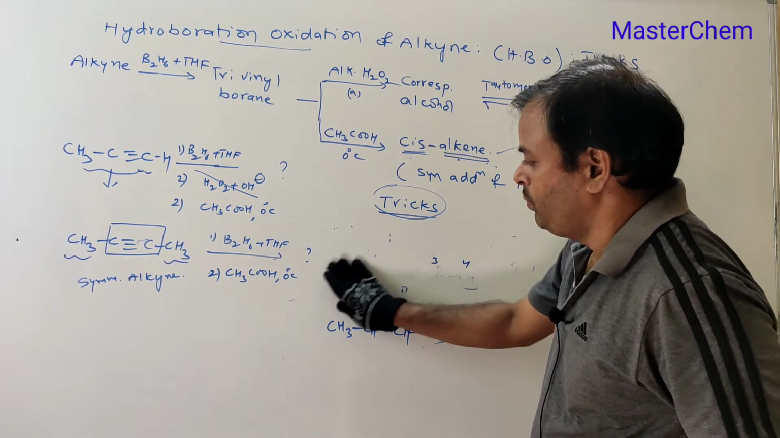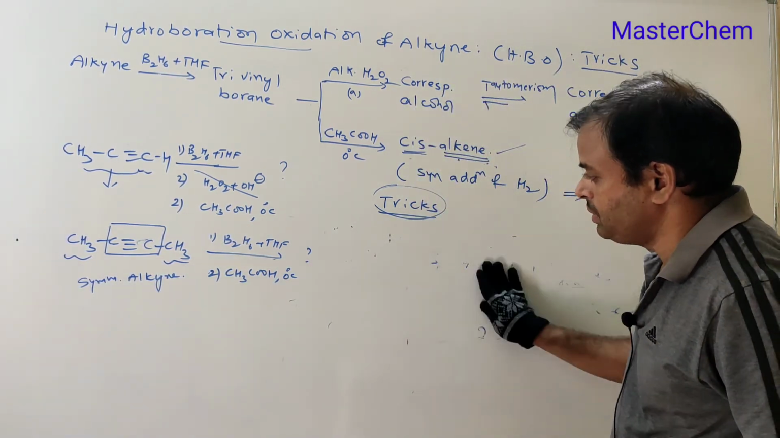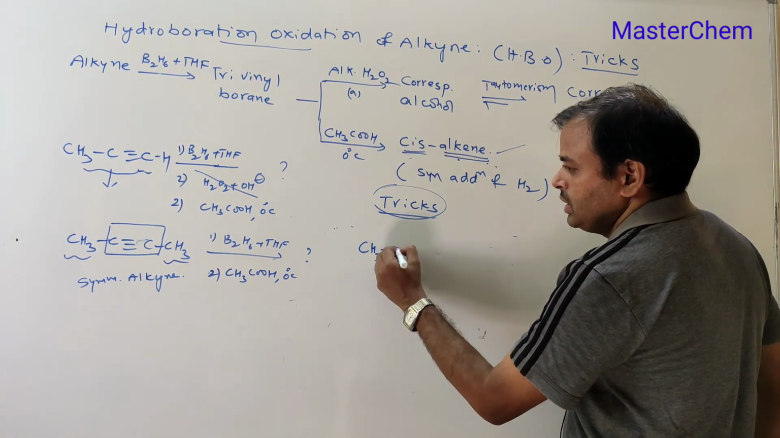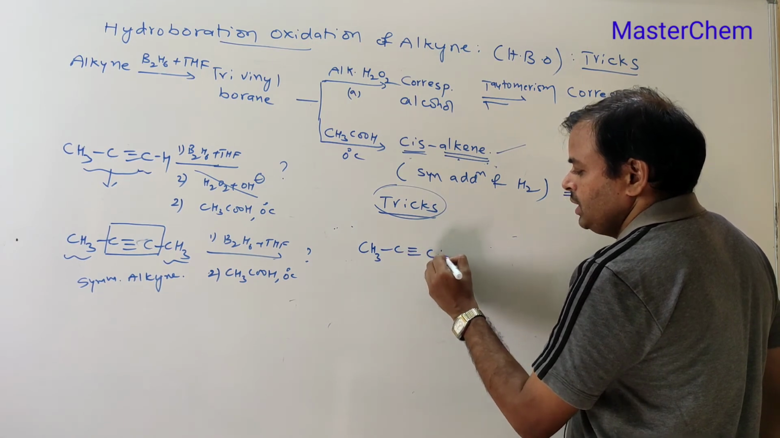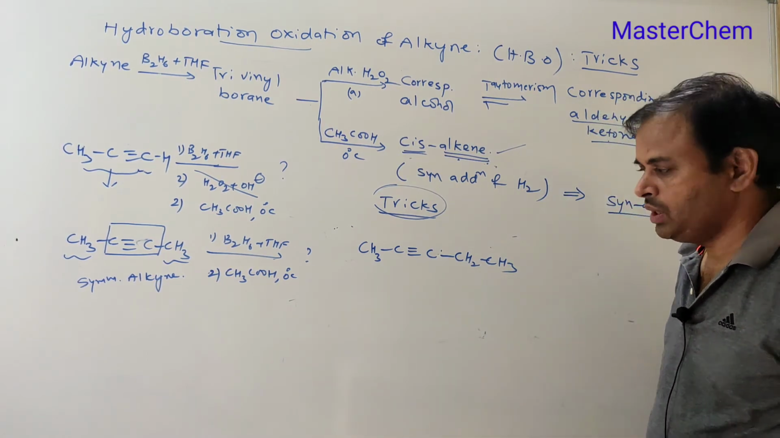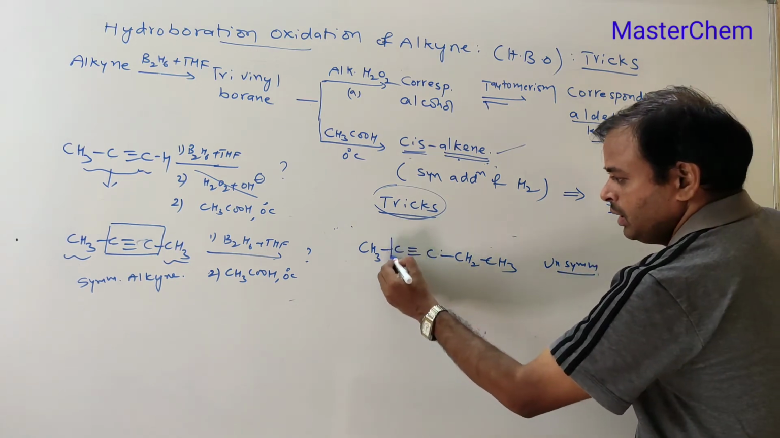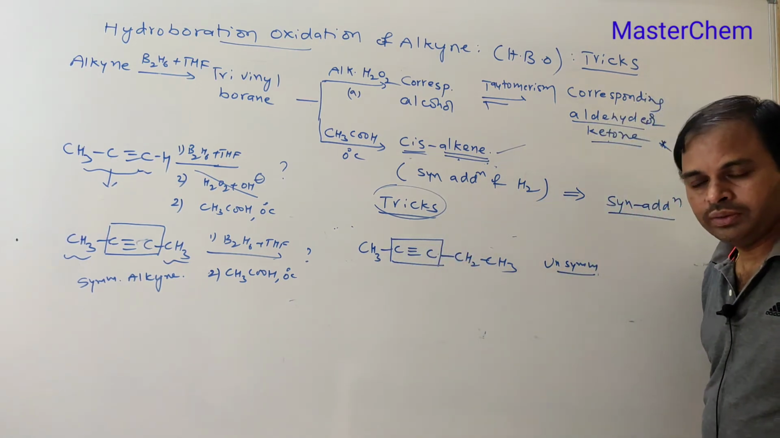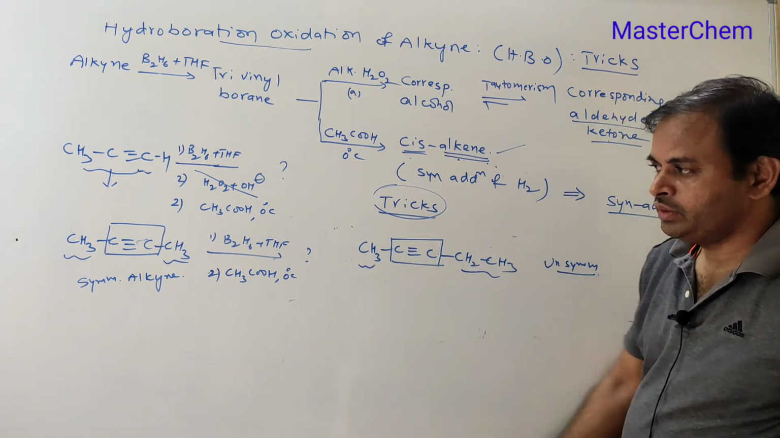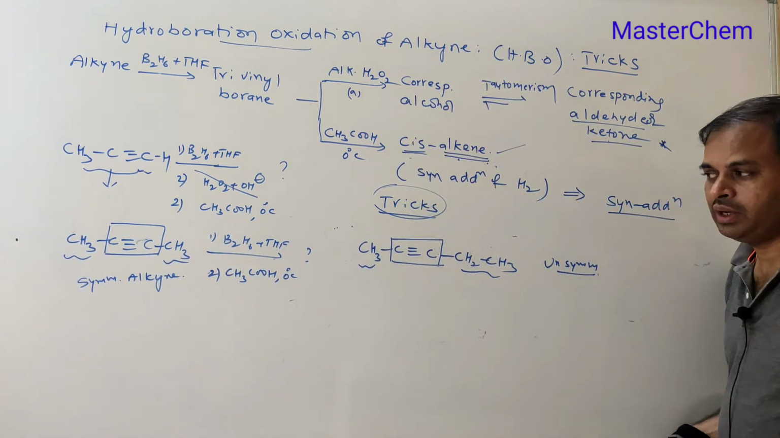Okay, for a symmetrical alkyne it's okay. If it is an unsymmetrical alkyne, what is your answer? Example, CH3C triple bond C CH2 CH3. Now is it symmetrical or unsymmetrical? It is unsymmetrical, because to this triple bond linkage, one is a methyl group and one is an ethyl group. Both attachments are different. Here it was the same, that's why it was symmetrical. Now they are different, that's why it is unsymmetrical.